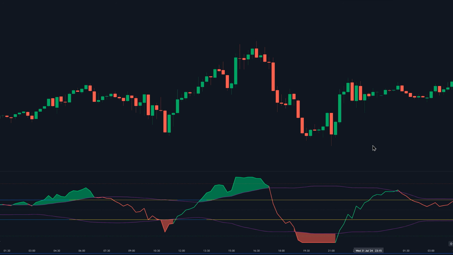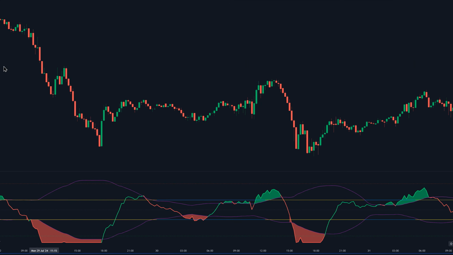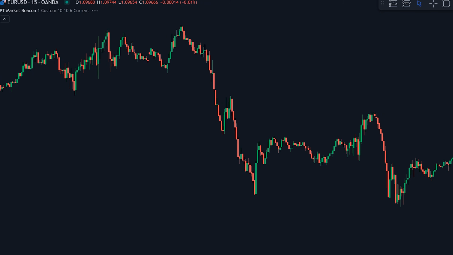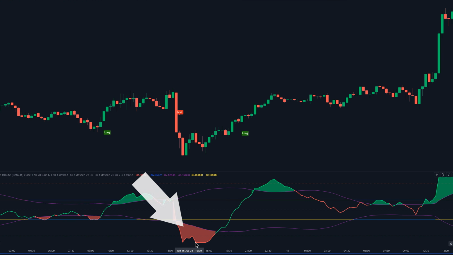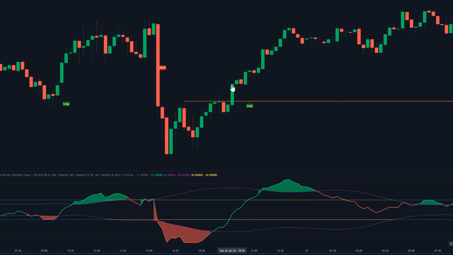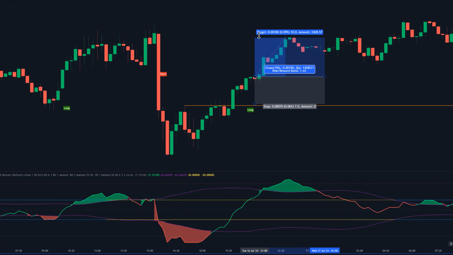Now, one way of adding extra confluences from other indicators would be to add another indicator like the PineTrades market beacon, which is an awesome buy and sell indicator like this. And then you do the same thing. You identify an oversold market, wait for the price to establish a swing high, wait for the break of that swing high to indicate a potential market structure shift, and then you wait for a long signal to be printed by the PineTrades market beacon. With those three confluences, it immensely increases the probability of a particular trade turning out profitable.